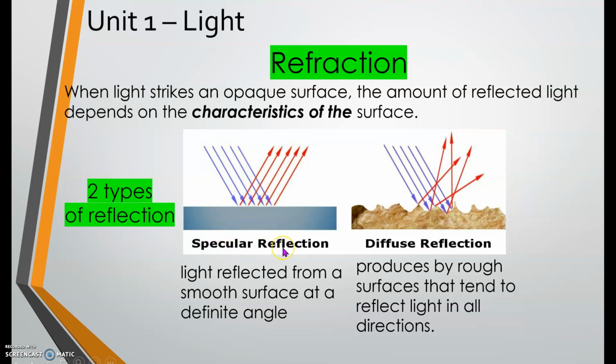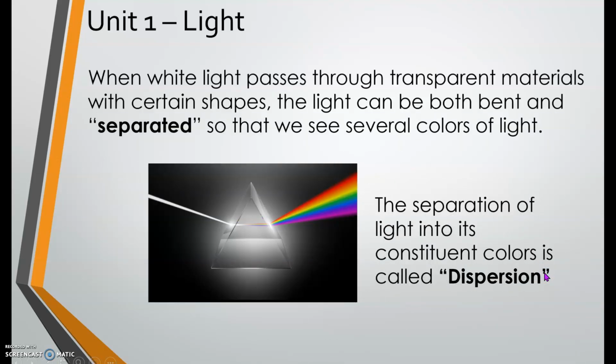That's what specular reflection is. Next, the diffuse reflection is produced by rough surfaces that tend to reflect light in all directions. Okay, so when the light rays bounce off a rough surface, the reflected light will be in different directions or in all directions. Okay, so what are the two types of reflection? Very good. Okay, now let's move on to the next slide.